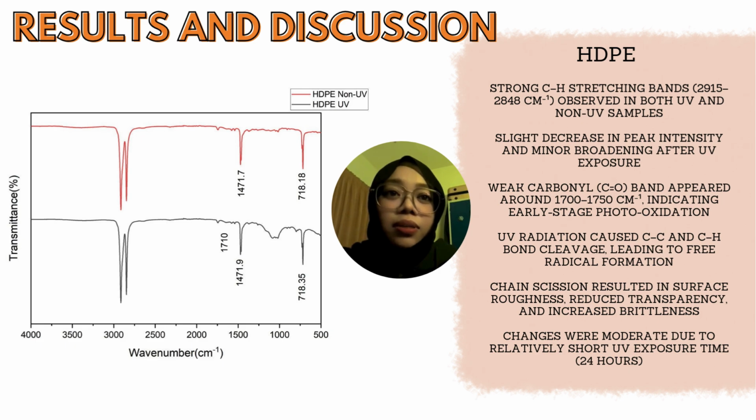However, noticeable changes were observed in the UV-treated HDPE sample. A slight decrease in peak intensity and minor peak broadening were detected, particularly in the CH stretching and bending regions. These changes suggest an increase in structural disorder within the polymer chains, which is commonly associated with UV-induced degradation.